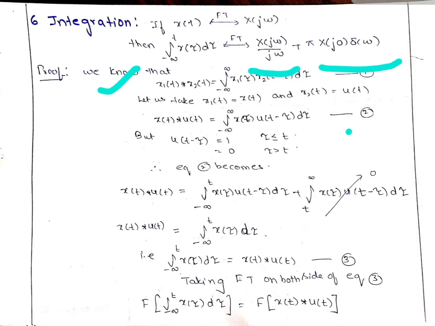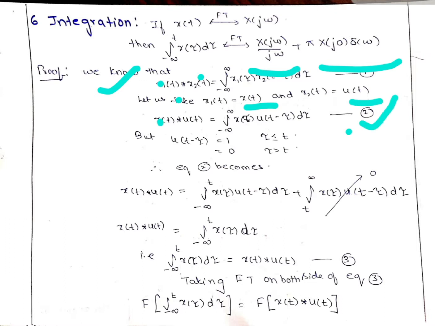Now compare here. Let us take x1 as x of t and x2 as u of t. Substitute in equation 1. So in place of x1 of t, substitute x of t, and in place of x2 of t, substitute u of t. We get the integral from minus infinity to plus infinity of x of tau u of t minus tau. Let us take this as equation 2.